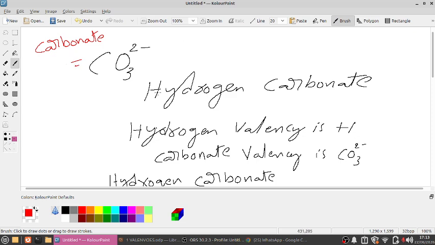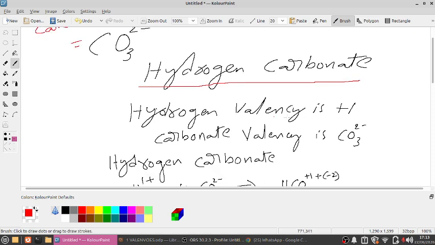Let us now find the valency of hydrogen carbonate. Hydrogen carbonate, something like this. Hydrogen valency is plus 1. See that. Hydrogen valency is plus 1. Carbonate valency is actually 2 minus. It is 2 minus.